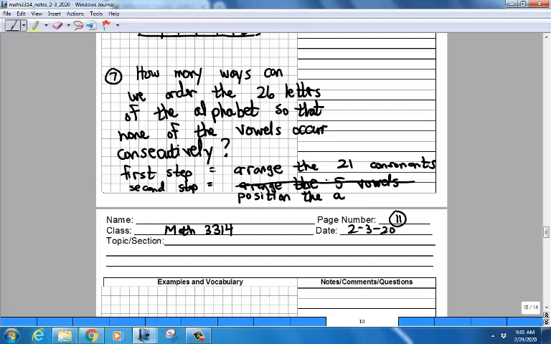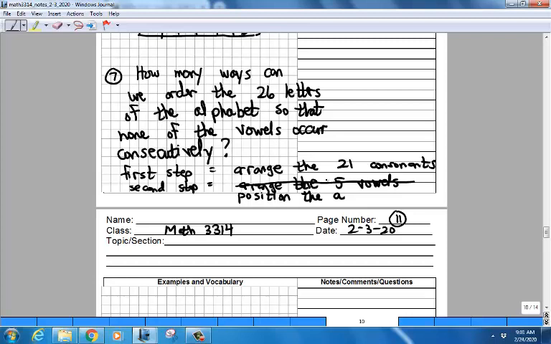Right. So you've got to put A somewhere between these consonants that you've already arranged, correct? If you think about the spaces where you can put A, I can put it somewhere between the 21 consonants. How many places would that be between the 21 consonants? There are 20. There are 20 places to insert it between the 21 consonants.